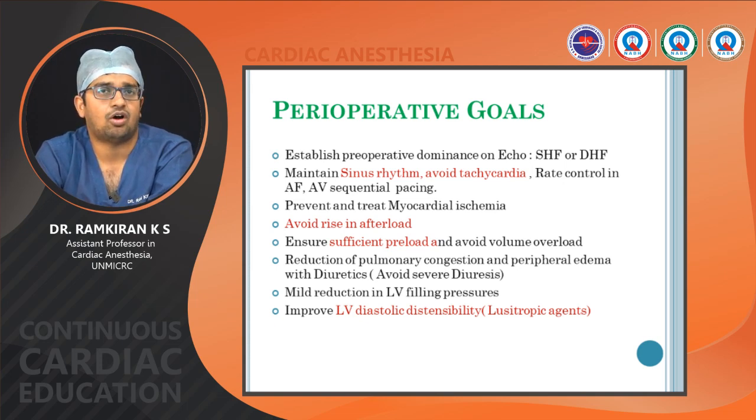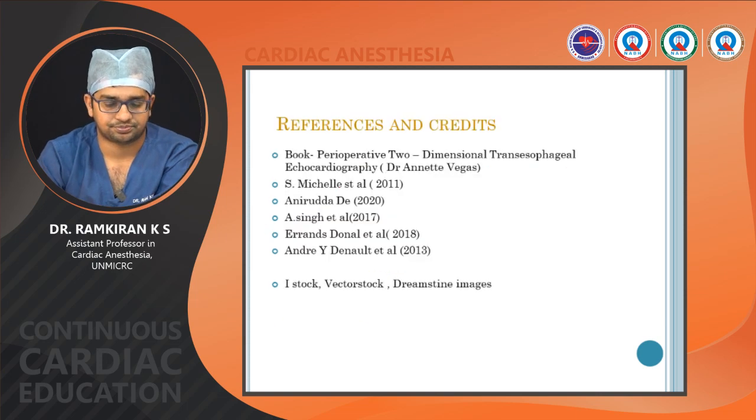And then always prevent and treat myocardial ischemia. Avoid rise in afterload, and ensure sufficient preload and avoid volume overload. Keep them adequately filled, and reduce pulmonary congestion and peripheral edema with diuretics, but avoid severe diuresis in them. And then improve the LV diastolic distensibility with lusitropic agents like dobutamine, levosimendan and milrinone. All play an important role in the perioperative period.